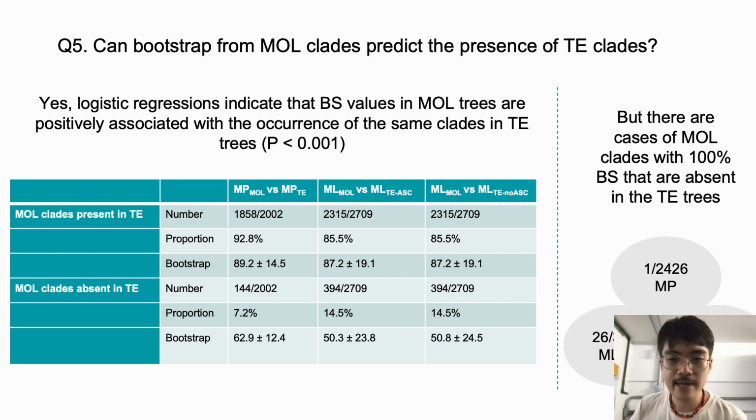So in these cases, the 100% value is no guarantee that the clade with 100% from the molecular tree will be present in the total evidence tree. So the 100% is meaningless, according to some authors. And that's one of the criticisms against bootstrap.